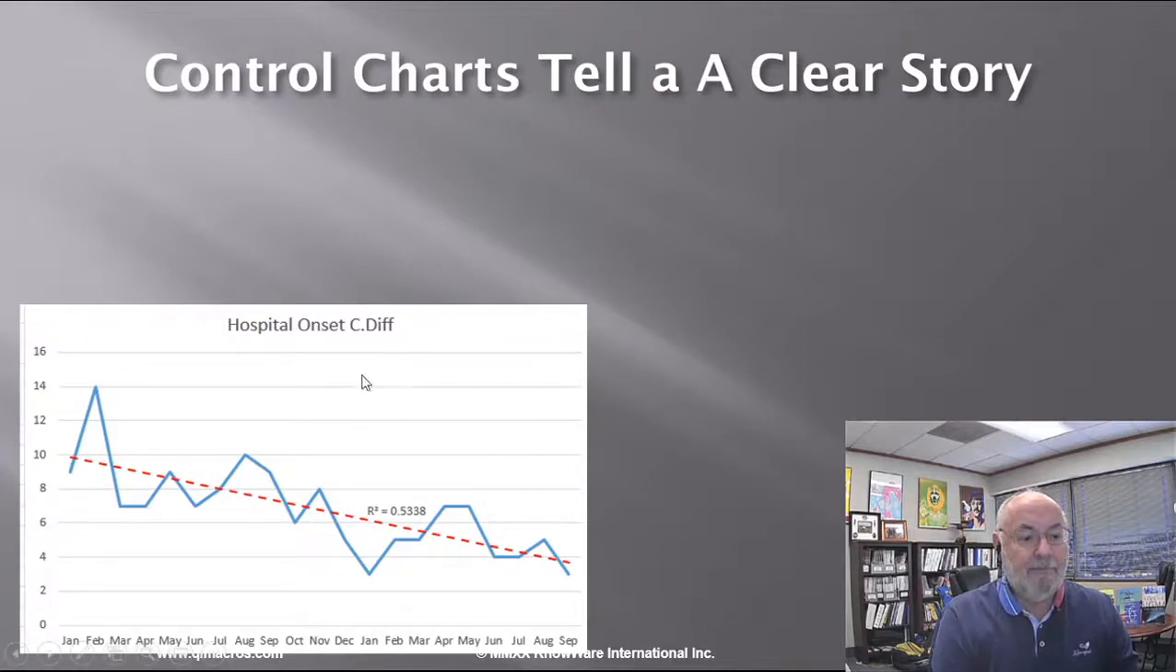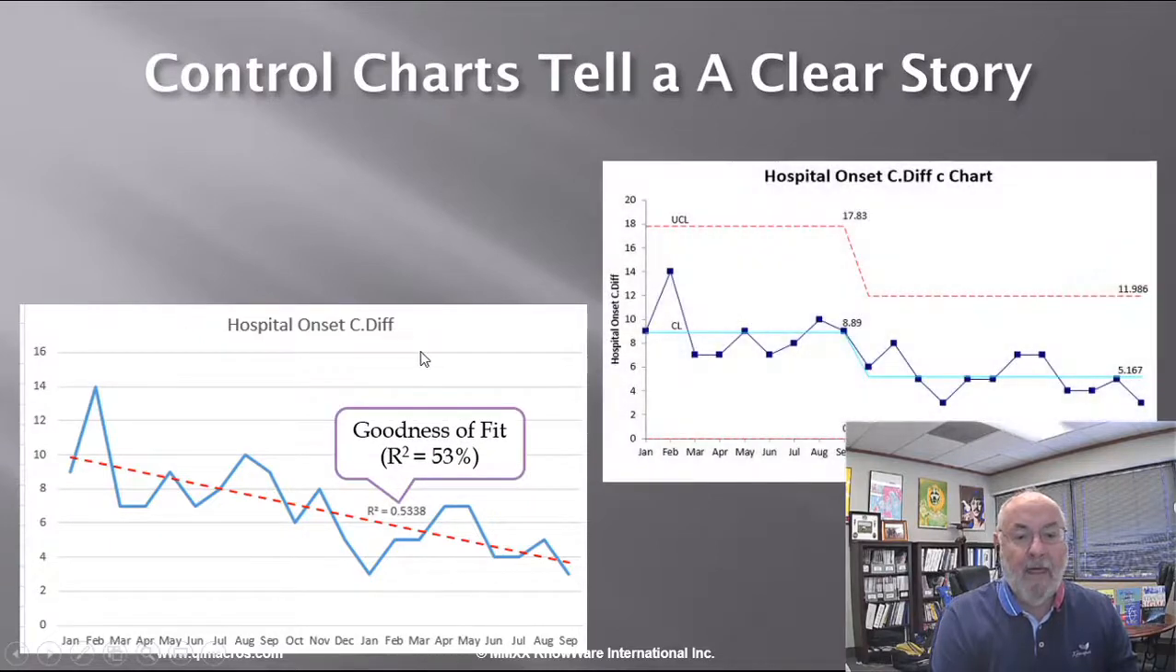Here's another one. Our R squared is 0.53, or 53%. But if we drew it as a control chart, we could see that there was actually a process shift after they got done with that. We went from about 9 down to about a 5% rate, in this case another type of hospital-acquired infection. So get this idea that these kinds of numbers can really help you.